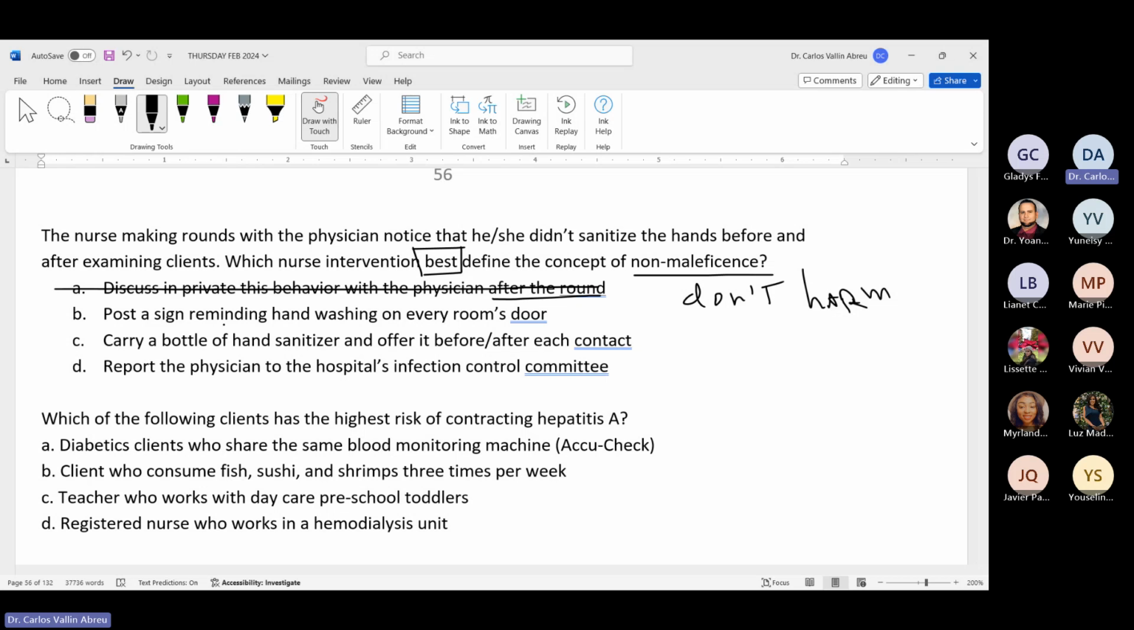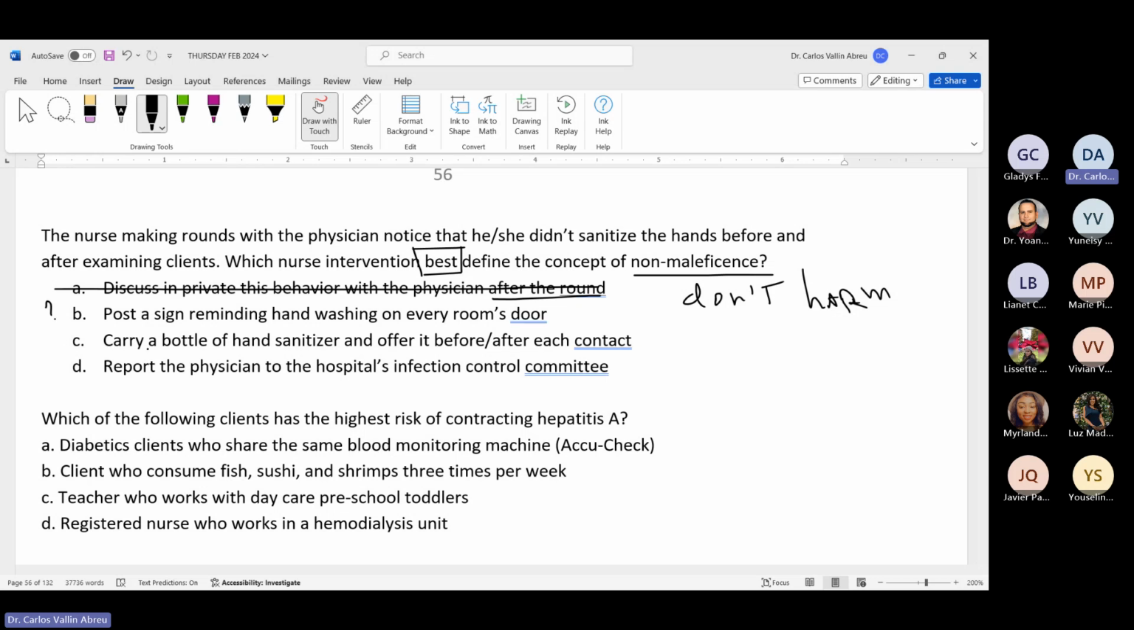"Post a sign reminding hand washing on every room's door." It is like a suggestion, indirect for the physician. But again, is it going to be a short intervention that is going to make the physician sanitize the hands before touching the client? Is it happening? So it makes me have doubt.